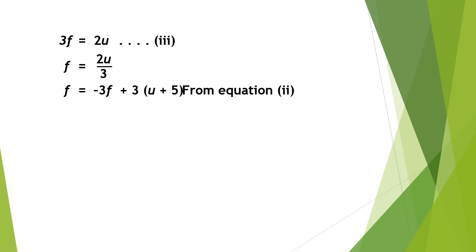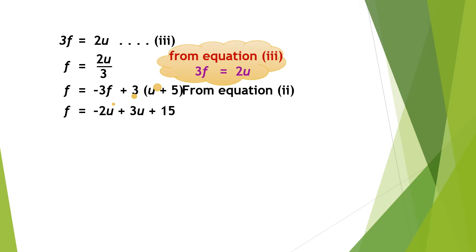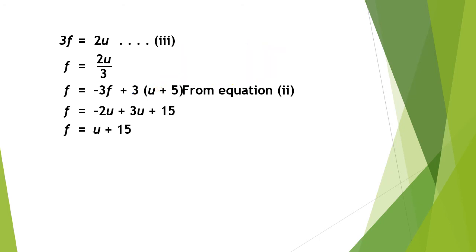So f can be taken from the equation 2, that is minus 3f plus 3 times of u plus 5, where 3f can be written as minus 2u from equation 3 plus under bracket whatever are there, that is multiplied by 3. 3 times of u plus 3 times of 5 means it will become 15. So f value will become u plus 15.